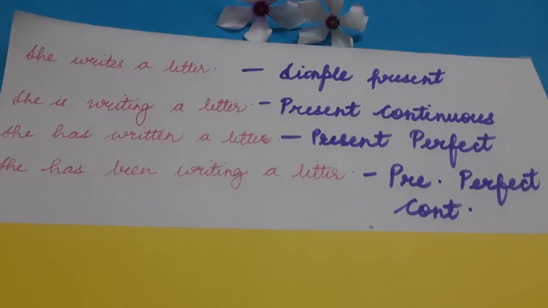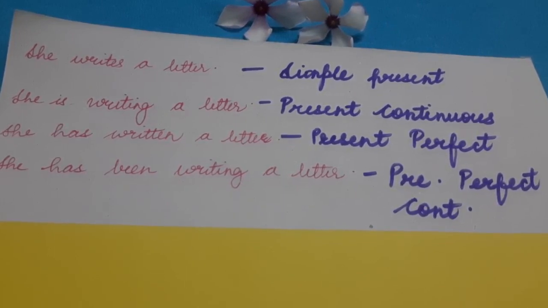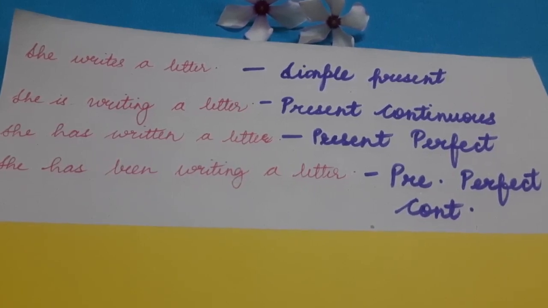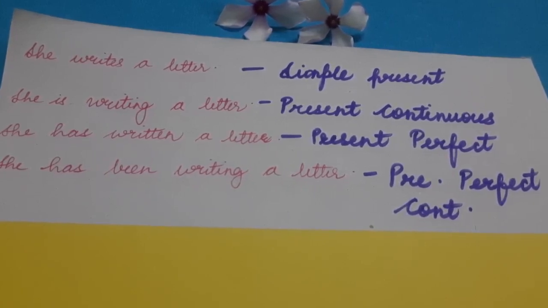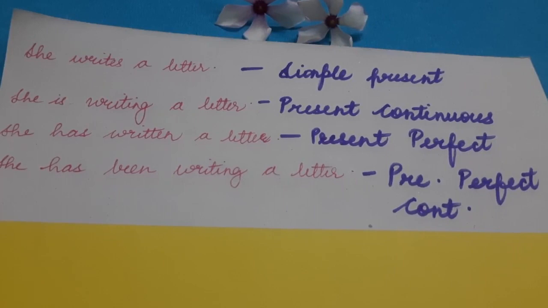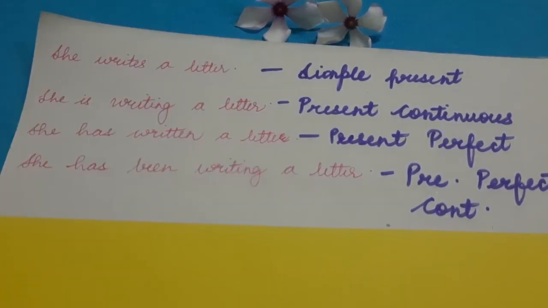So number 1 is simple present. Now I hope you will be able to distinguish between simple present, present continuous, present perfect, and present perfect continuous. She writes a letter. She is writing a letter. She has written a letter. She has been writing a letter. If you're still confused, go back and listen to the video again. You'll be more clear by that. Let me make it more proper for you.